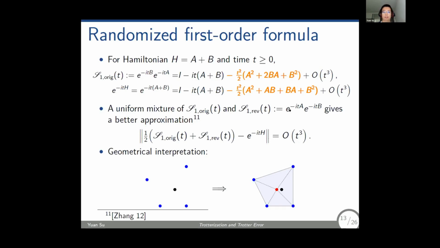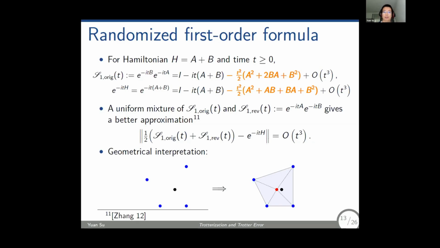So, okay, if you take a linear combination of these operators, you can find that you can exactly cancel the second order terms. So in other words, you are getting a more accurate formula by doing this reverse ordering of the terms.